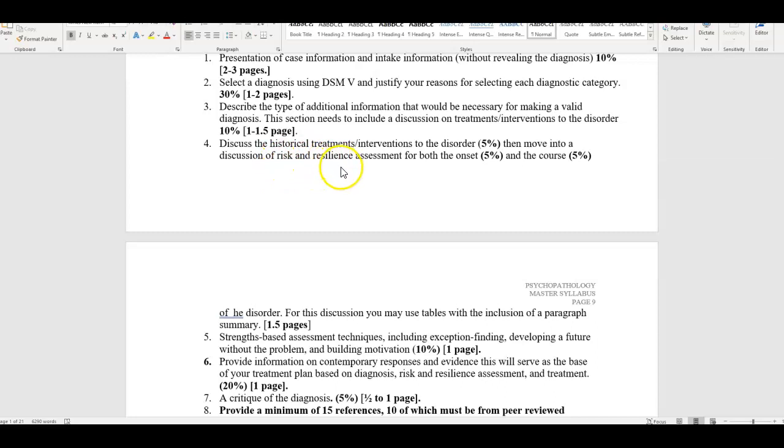Risk and resilience assessment for both the onset and the course. What are some of the risks identified in your case study guide as it relates to the presentation of the problem? What are the risks for the client as it relates to the problem?